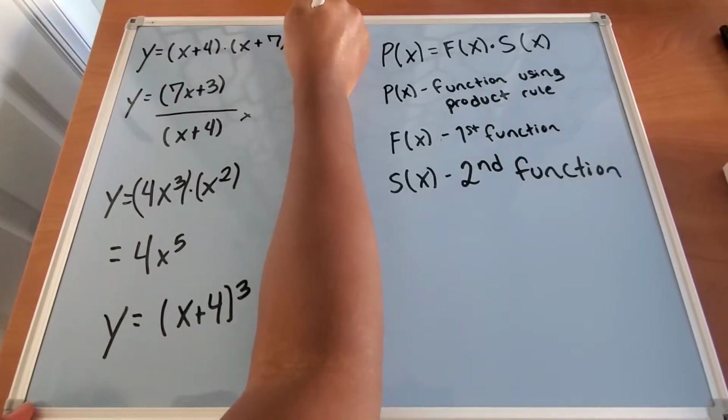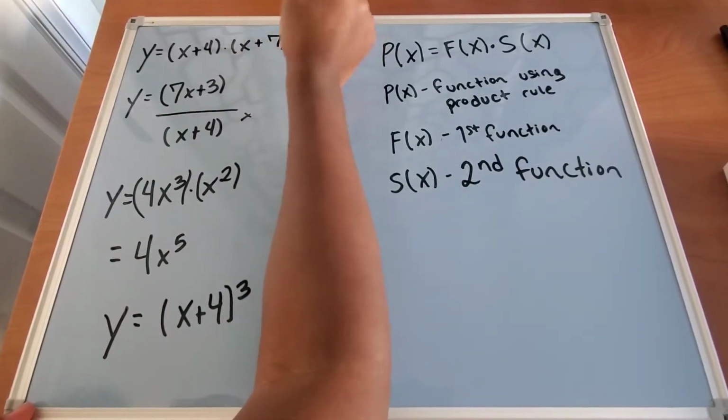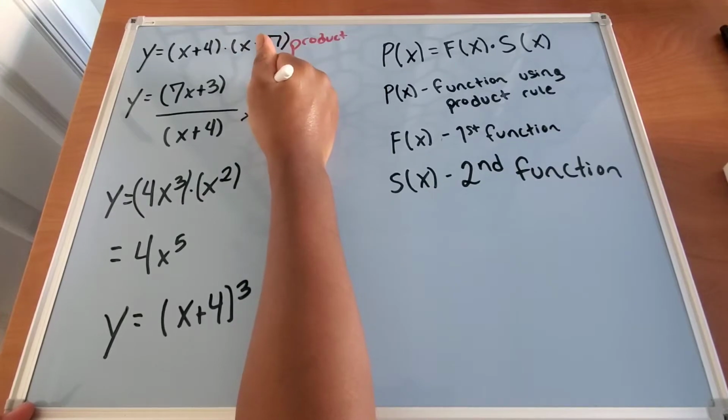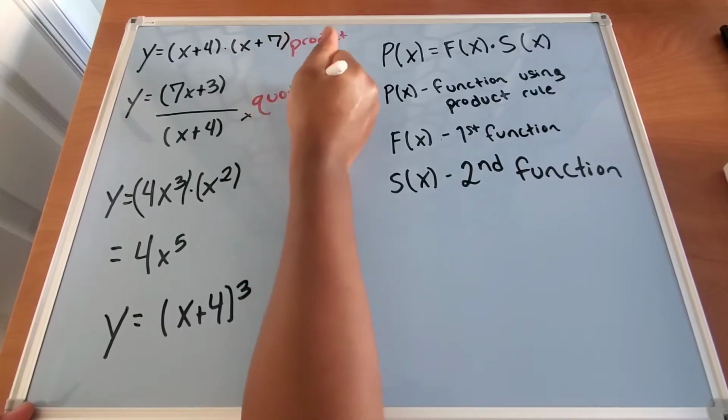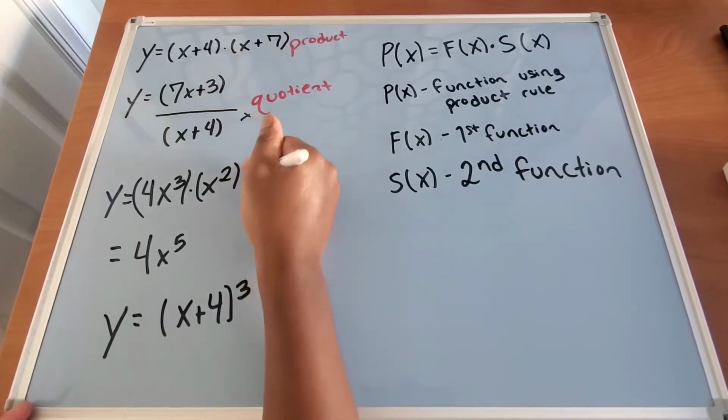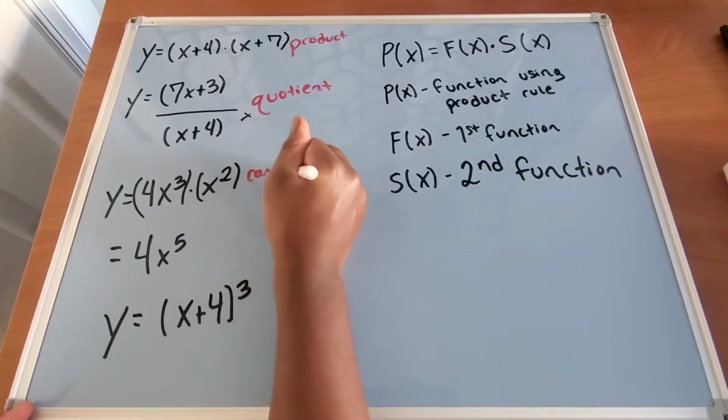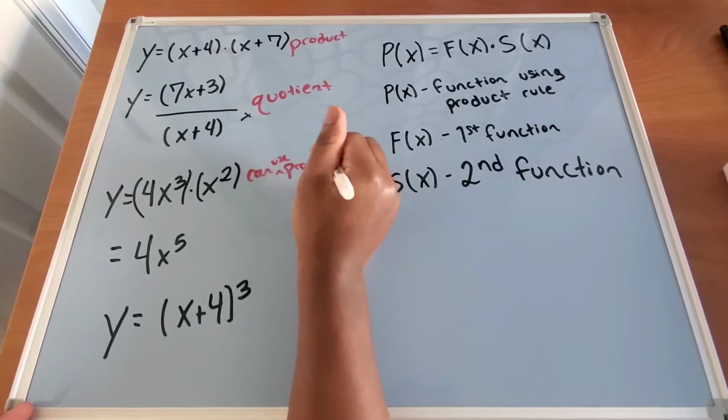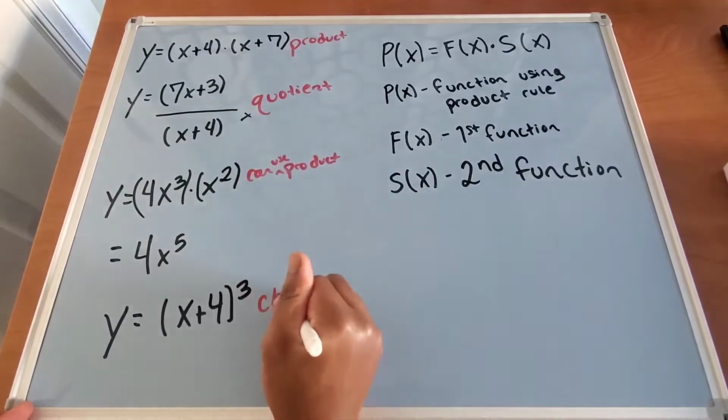So if I were to write down the rules on these, this one is product rule, this one is quotient rule, this one you can use product rule, but you don't really need to, and then this one is chain rule.